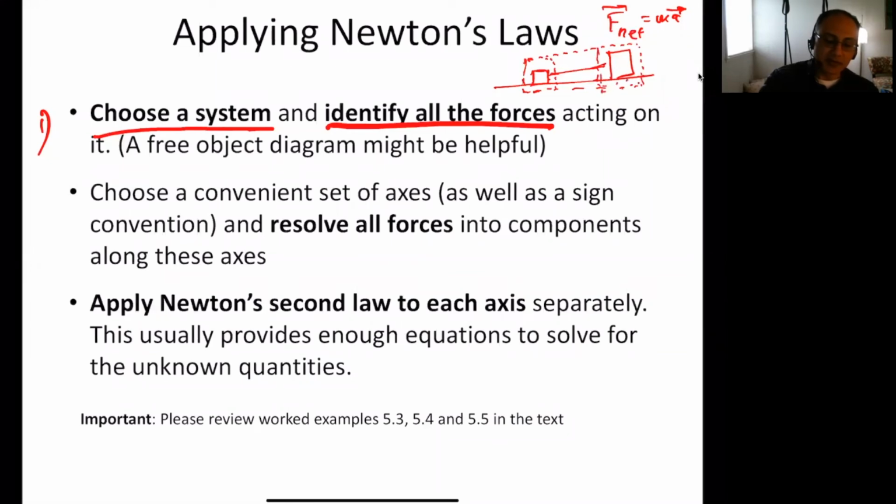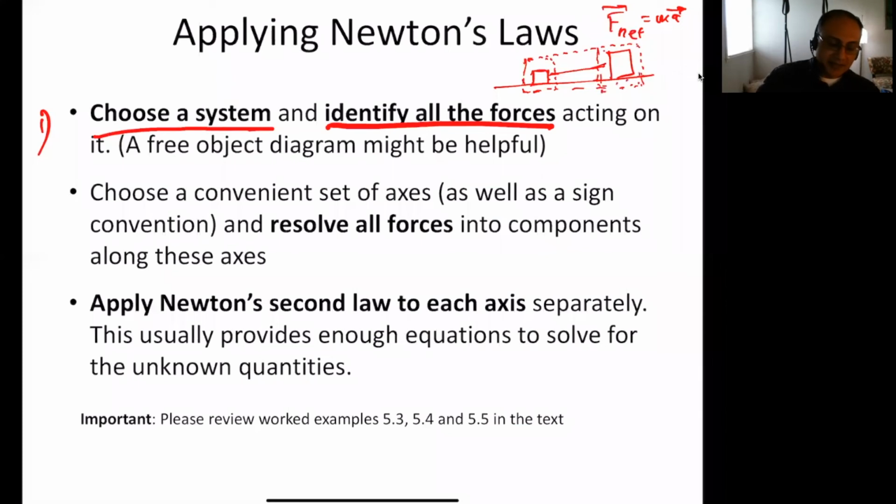You can choose whatever you want to be your system, and what you choose to be your system depends on what the problem is asking for, right? So you choose a system, and then you identify all the forces which are acting on the system, right? We'll see examples of that later on.